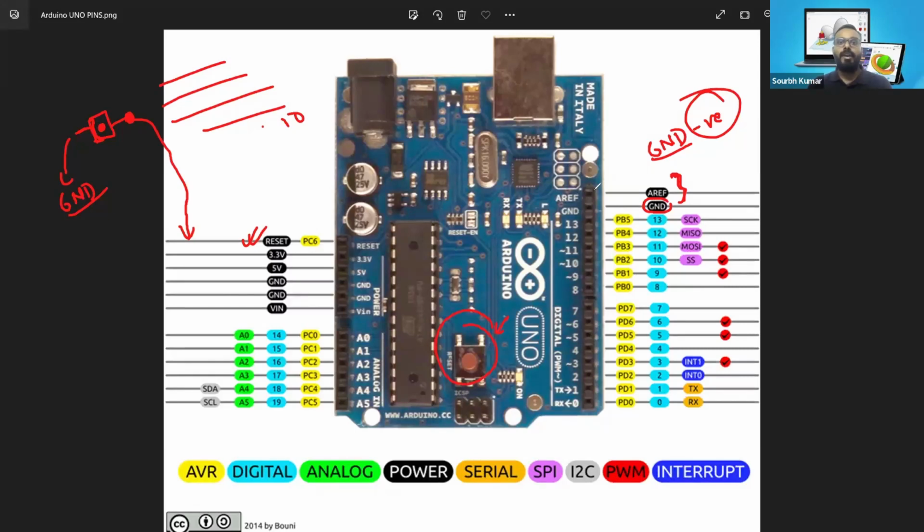And this one, the AREF, is the analog reference pin, which will be used to provide the reference for the analog device, or we can say that analog devices sometimes require this pin particularly. For example, some of the analog devices require this pin, the analog reference, or we can take the values difference from this pin itself.